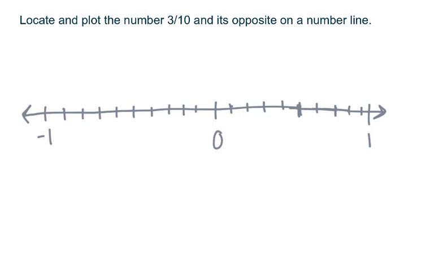So we are going to count from 0 over 3 spaces, and that is going to be 3/10. Now the opposite we know is going to be a negative number because the opposite of a positive number is a negative number.